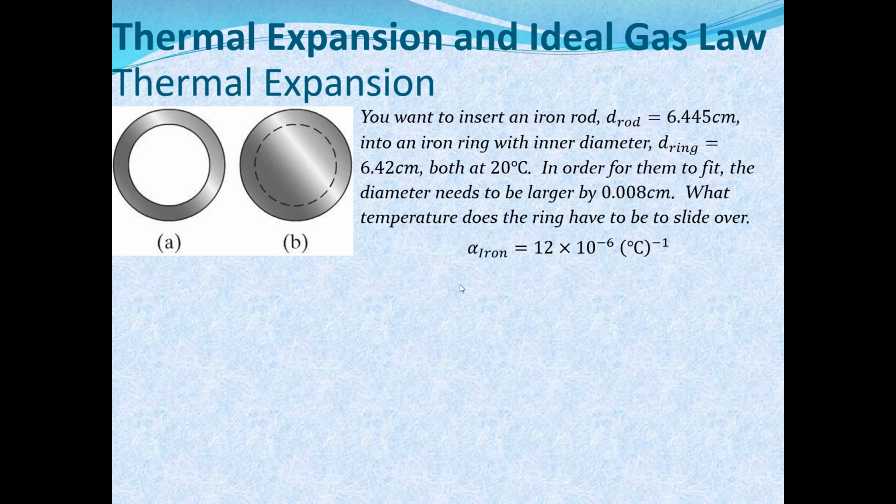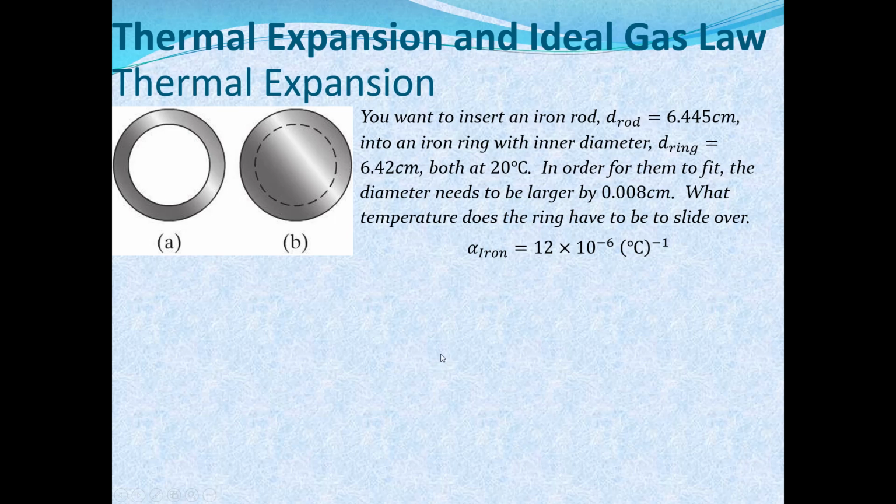All right. So the whole idea is that we want to try and get a ring to expand large enough so that a rod can fit inside it. The ring is initially a little bit smaller than the rod when they're at the same temperature. So we're going to have to try to figure out what temperature this needs to be at to expand enough. And then it also says that we want the diameter to be larger by 0.008 centimeters. So we don't want it to be equal to the rod. We want it to be a little bit bigger than the rod.